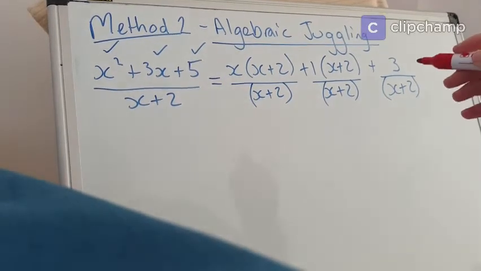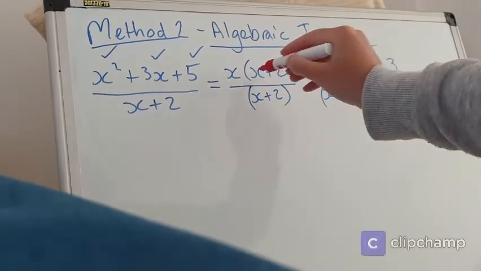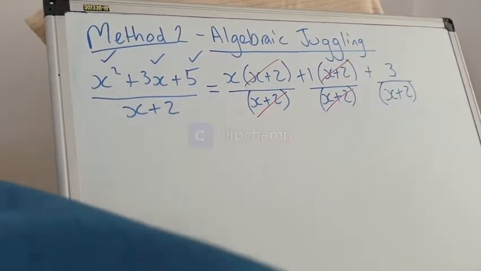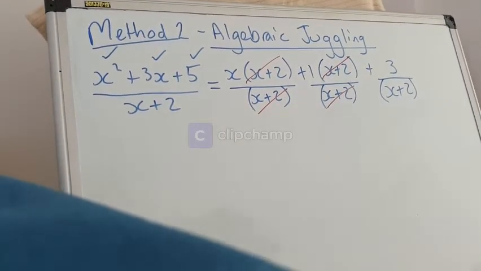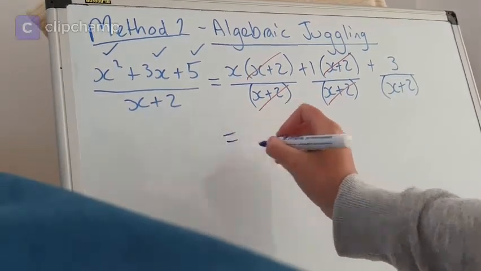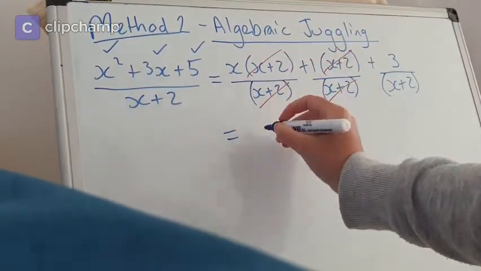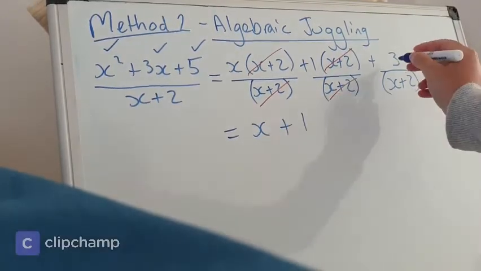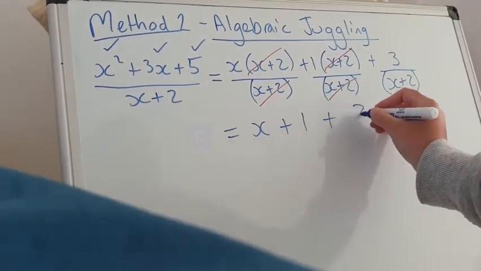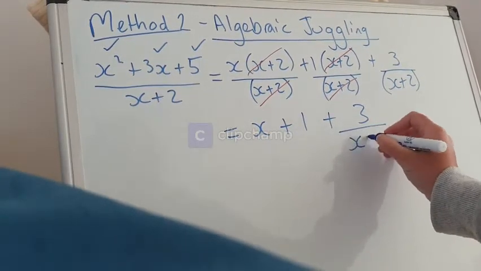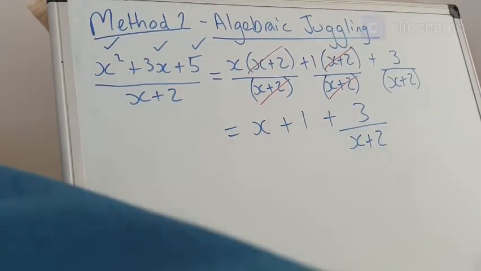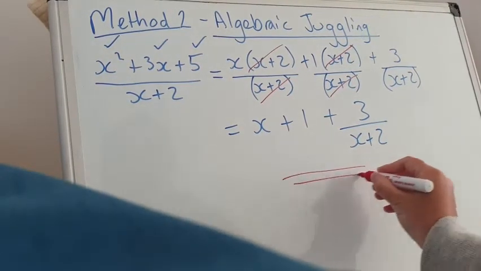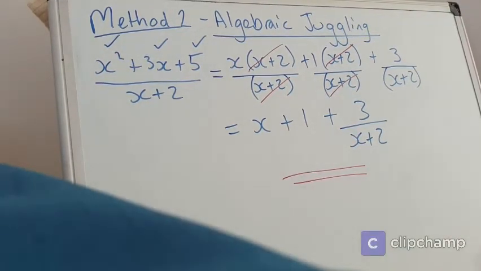If we then look, we can cancel the numerator and denominator of the first two terms. Then if I tidy that up, I'm left with x here, 1 here, and 3 here, but the 3 is still being divided by the denominator because there's nothing that cancels there. So that's my final answer.